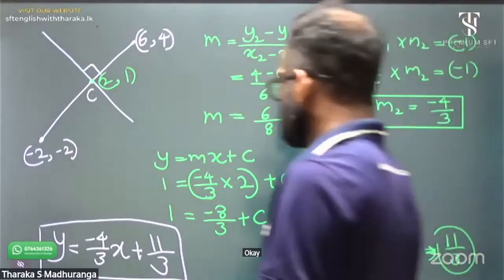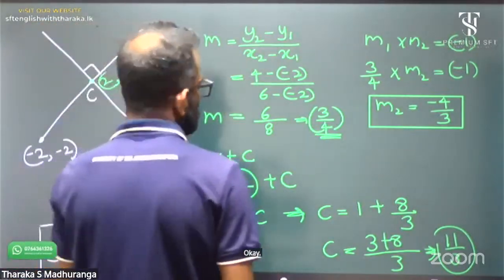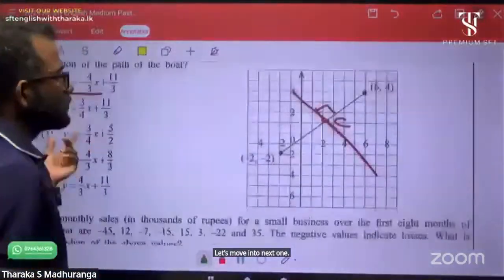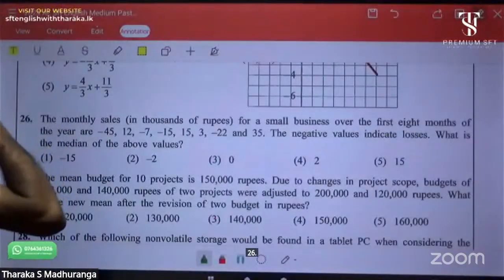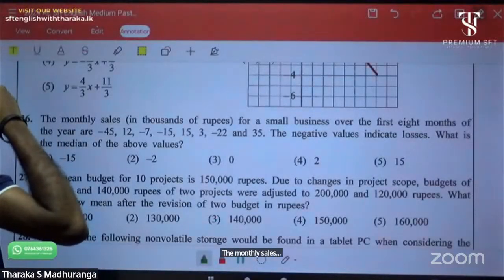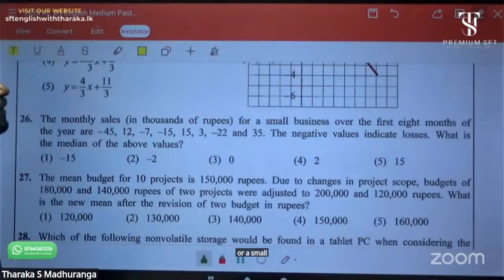Okay. Let's move into next one. 26. The monthly sales for a small business over first 8 months of the year are given. The negative values indicate losses. Right. What is the median of above values?